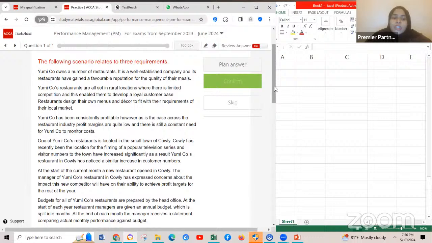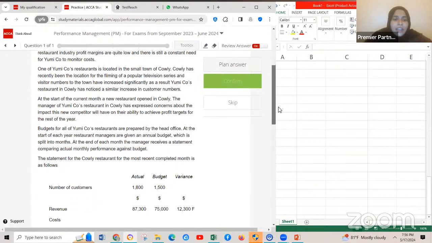One of Yumiko's restaurants is located in the small town of Kavli. Kavli has recently been the location for the filming of a popular television series, and visitor numbers to the town have increased significantly as a result. Yumiko's restaurant in Kavli has noticed a similar increase in customer numbers. Now, this restaurant is having a good amount of customers coming in.